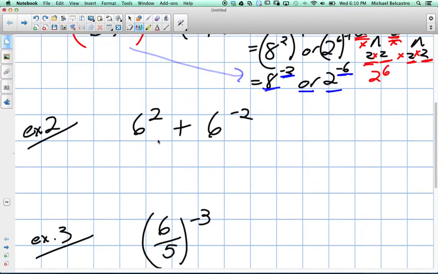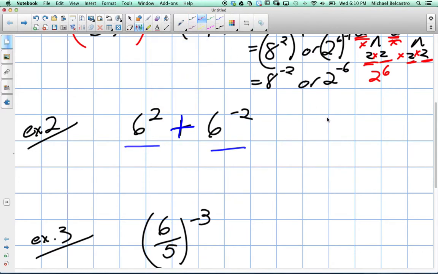Okay, the next one, they want us to simplify this. Now, because they're adding, I can't actually use any of my exponent laws. And my exponent laws only work for when we're multiplying exponents.